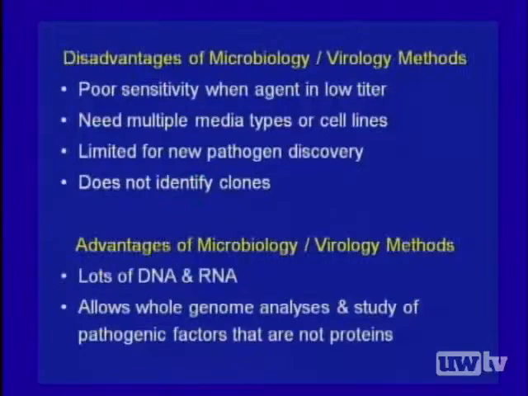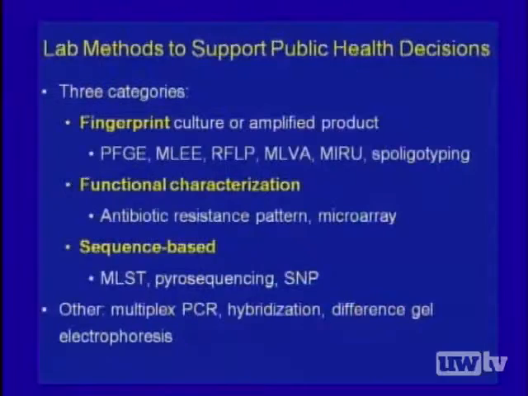But in terms of a lot of the other things that we do in terms of showing the clonality, showing the relatedness of organisms in different people, very often these things are being replaced by molecular methods. Let me go through a quick review of some of the methods that we use to support public health decisions. There's really 3 broad categories. There's fingerprinting techniques, and I will talk about a few of these here in a bit. And fingerprinting techniques can use either culture product or nucleic acid amplified product.